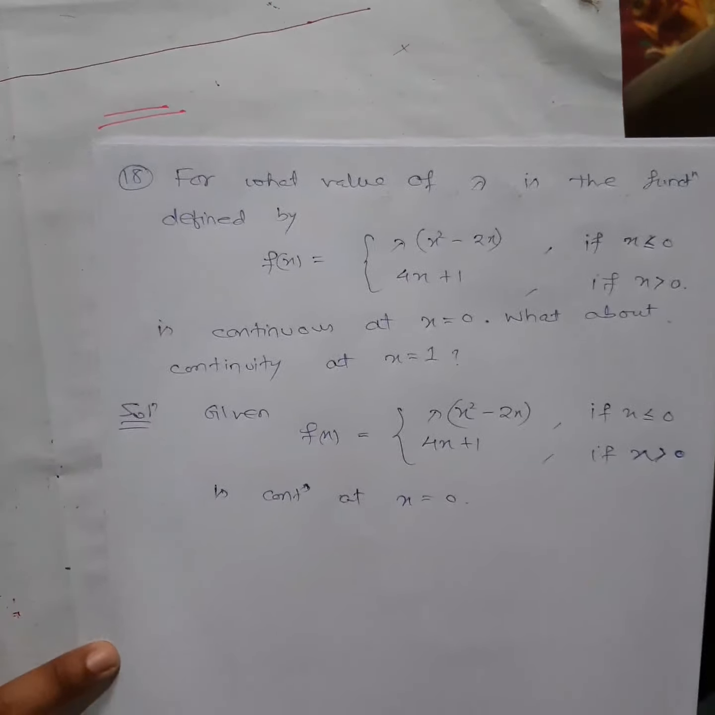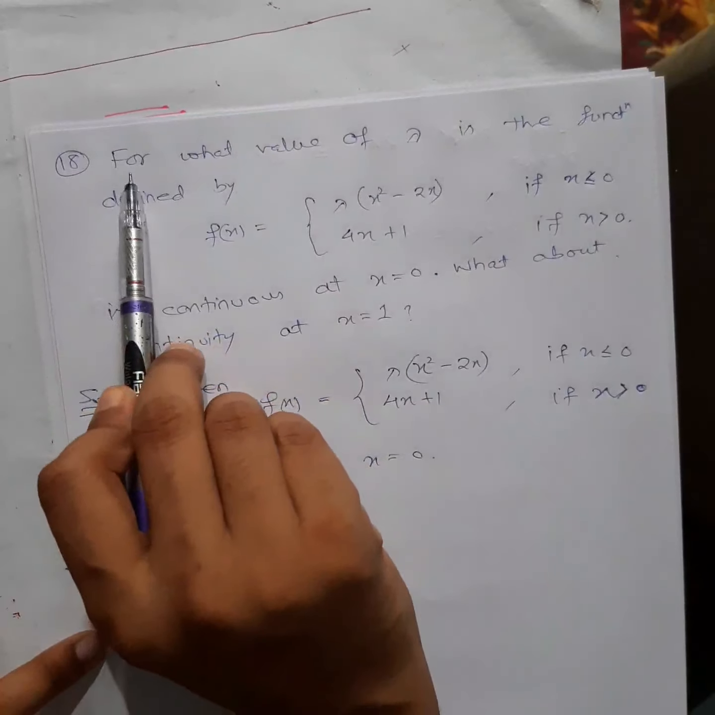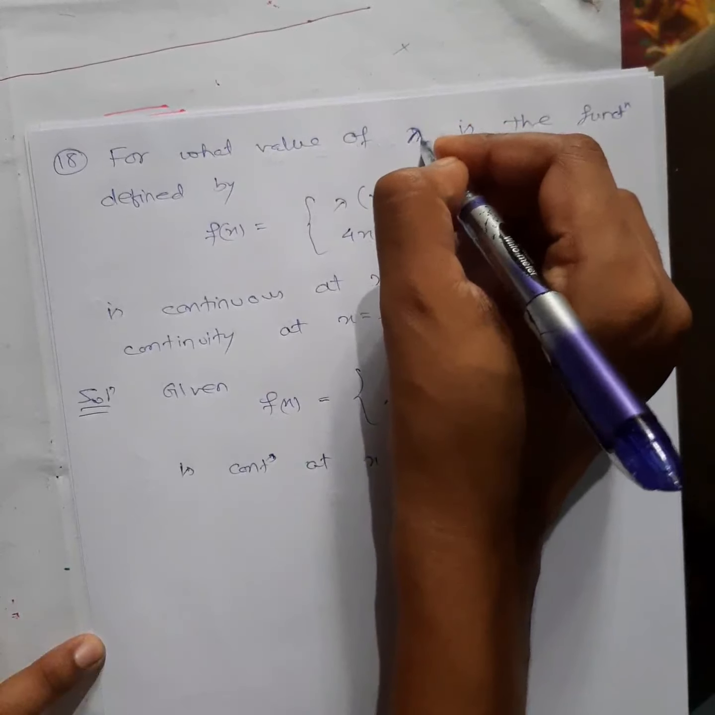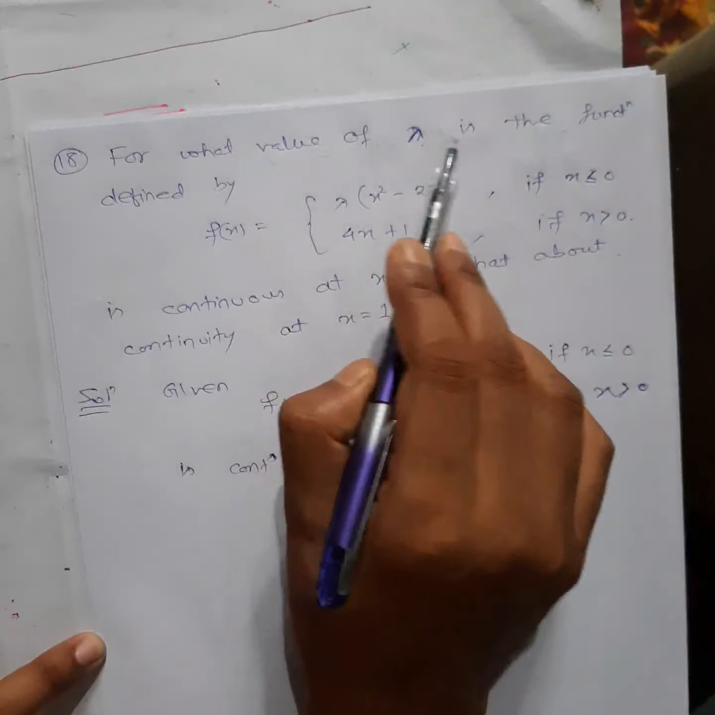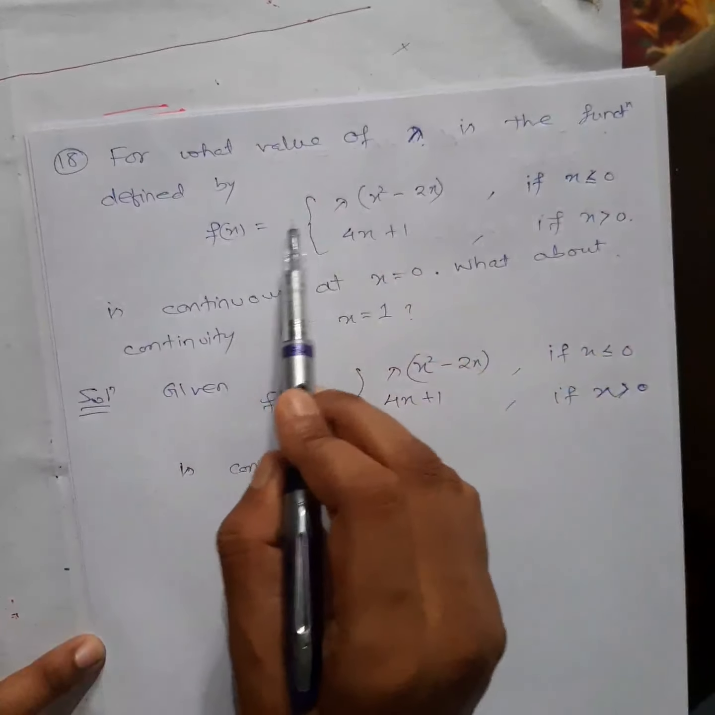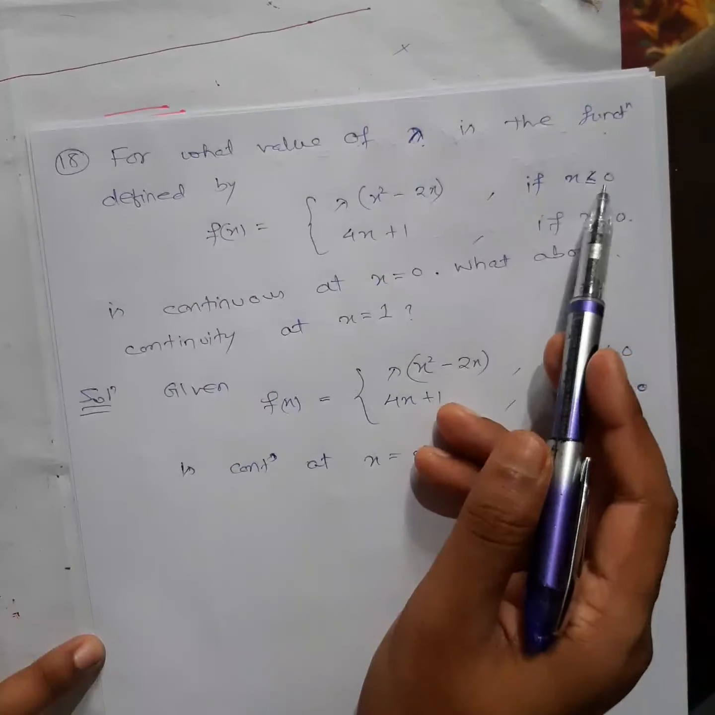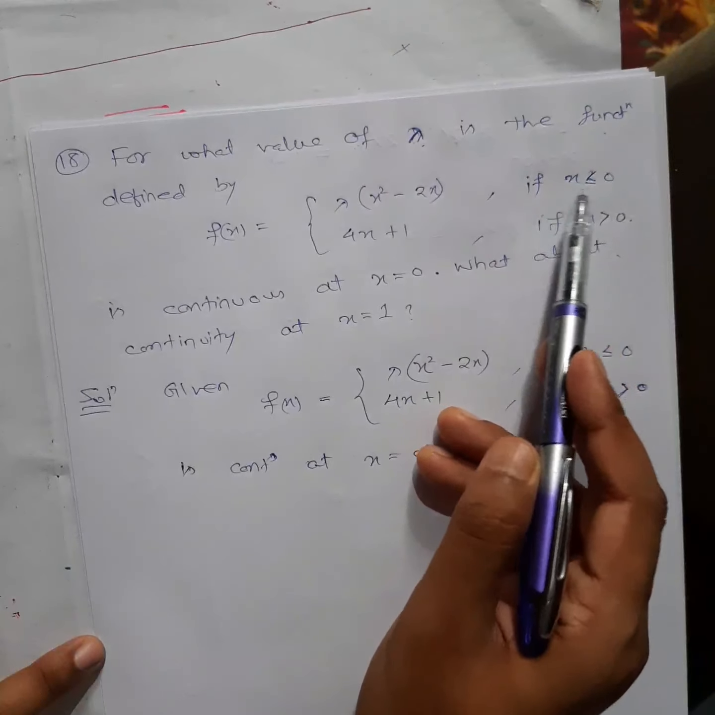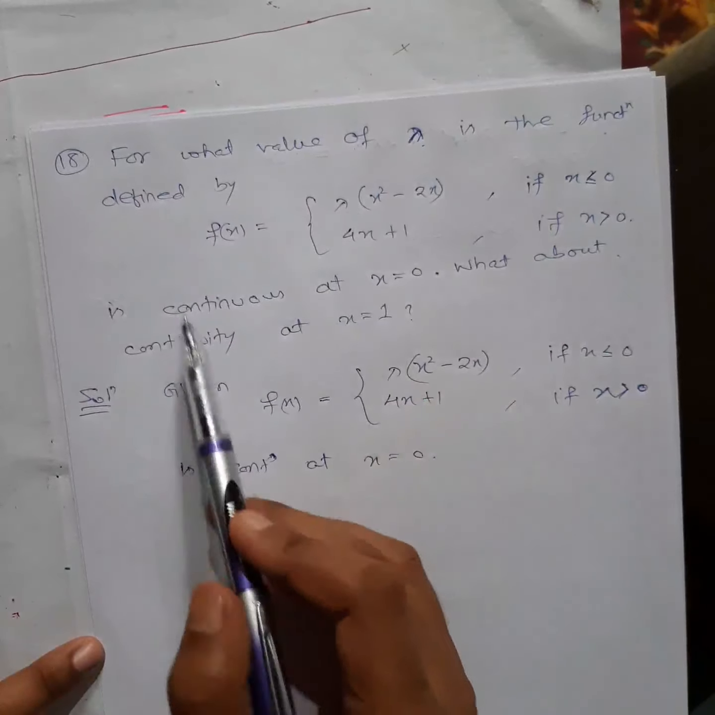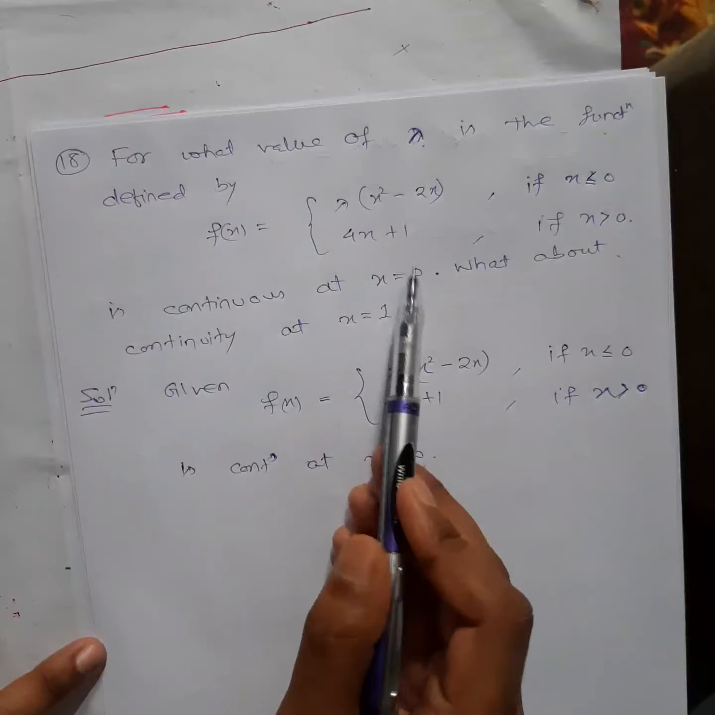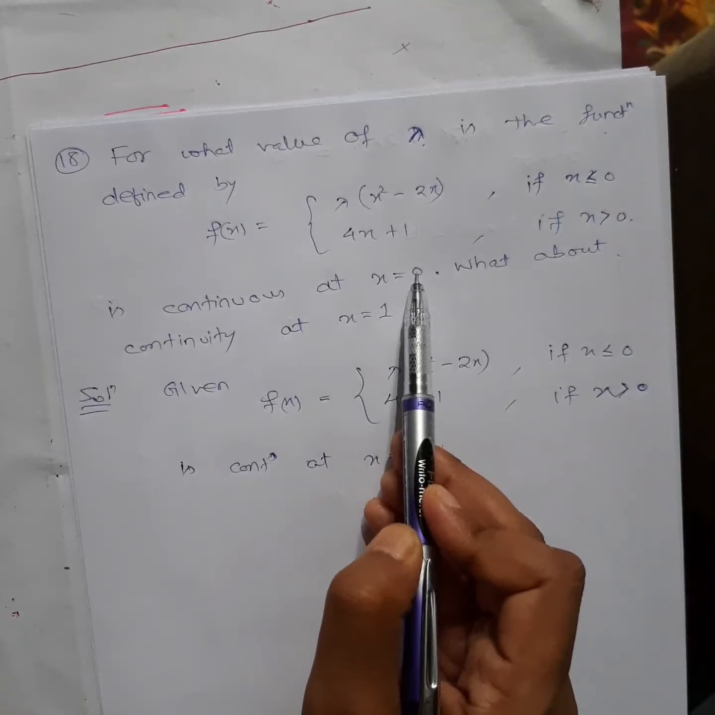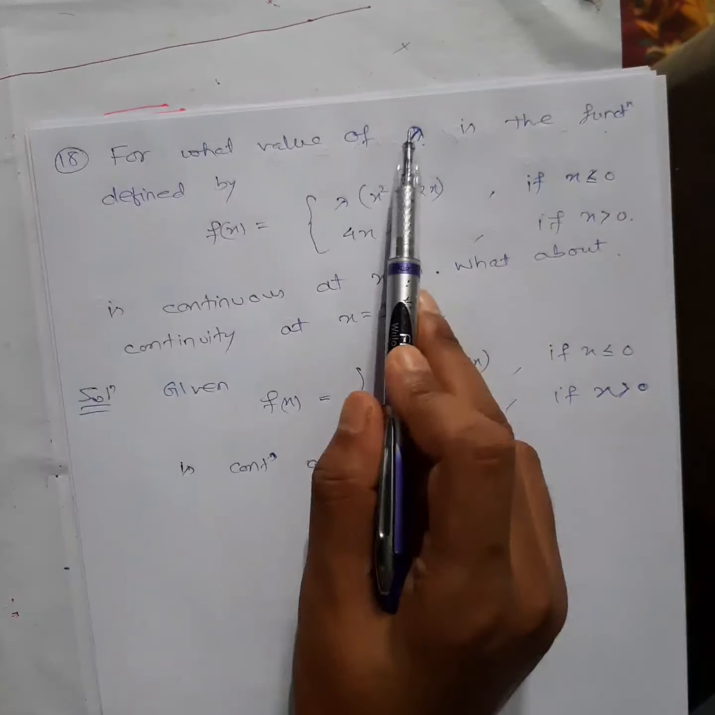Okay, students, so next is question number 18. What it says: for what value of lambda? So you have to find lambda. For what value of lambda is the function defined by this: f(x) = lambda x square minus 2x if x is less than or equal to 0, and if x is greater than 0, this will be the function, is continuous at x equal to 0. So they have already given that this function is continuous at x equal to 0. You have to find the value of lambda.